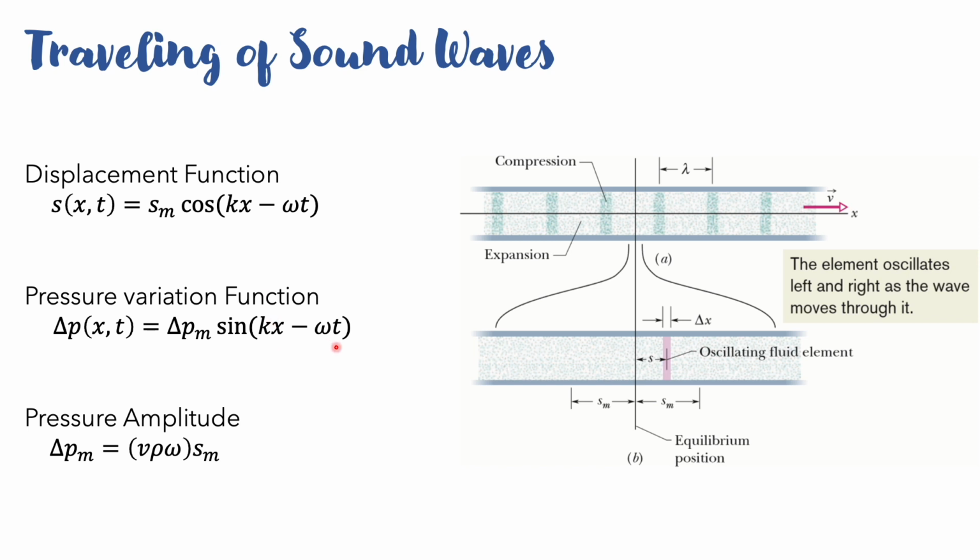Kx minus omega t, and the amplitude, this one delta pm, is expressed like this. The amplitude of the pressure means where the pressure will be maximum. So delta pm is equal to v rho omega sm. Sm is this amplitude, omega is angular frequency, v is the velocity, and rho is the density of the medium through which these sound waves are propagating.